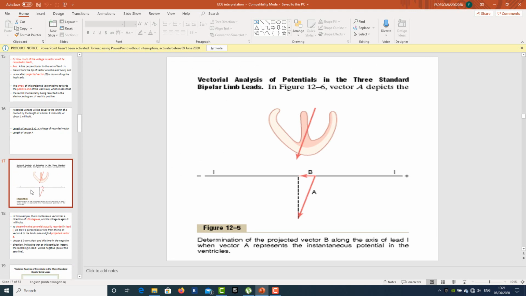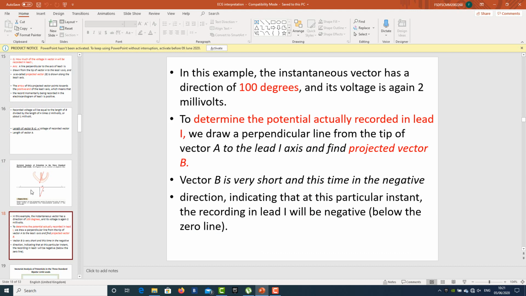Again, the vectorial analysis of potentials in the three standard bipolar limb leads. In this example, the instantaneous vector has a direction of 100 degrees and its voltage is again 2 millivolts. To determine the potential actually recorded in lead 1, we draw a perpendicular line from the tip of vector A to the lead 1 axis and find projected vector B. Vector B is very short and this time in the negative direction, indicating that at this particular instant the recording in lead 1 will be negative, below the 0 line.